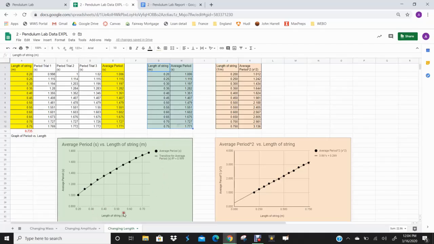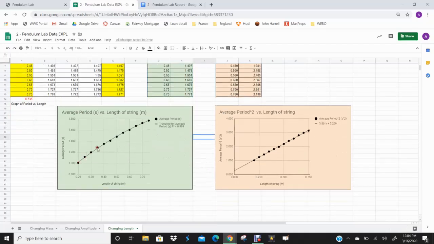You should have length of string on your x-axis, that's in the first column, and average period on the y-axis. So this is a period versus length graph. Now, again, you could interpret this as linear, and in fact, if you look at the r-squared value for a linear line, it is going to give you a very nice r-squared value close to 1 as well. But if I set it up for polynomial, then this is also a really nice r-squared value.